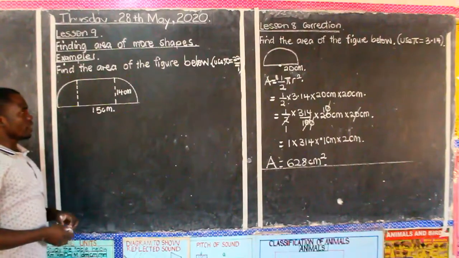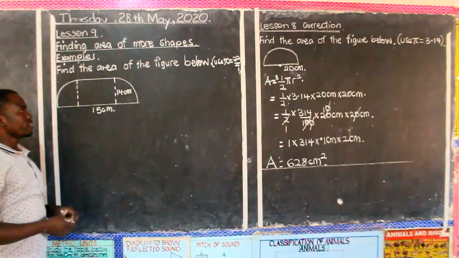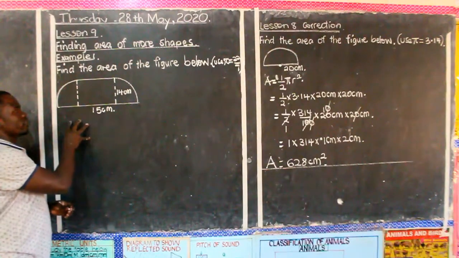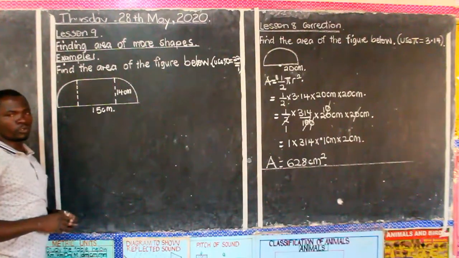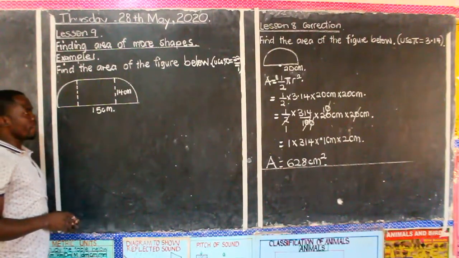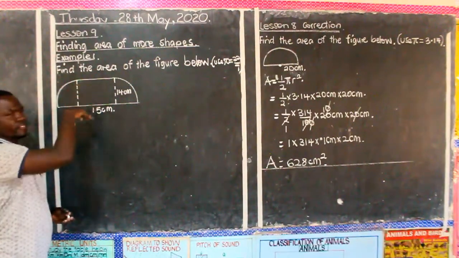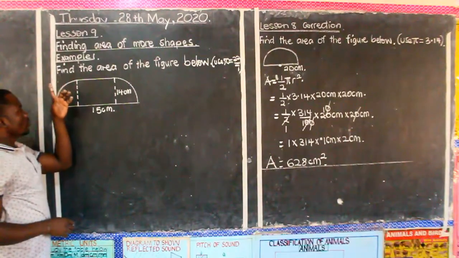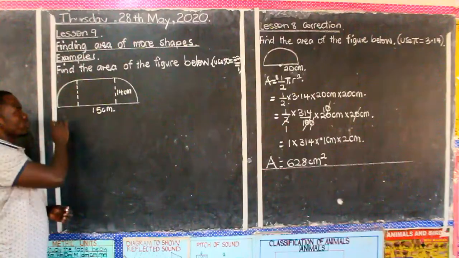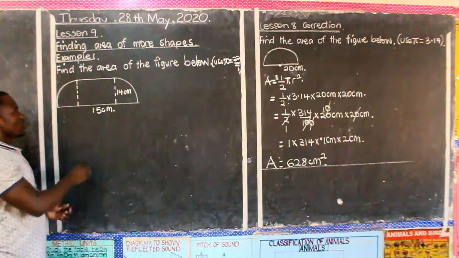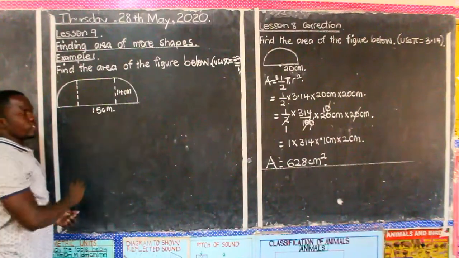If you look at this figure, what do you see? There is no one formula that you can state to help you find the area of this figure, the way you are seeing it. So what do we do? We shall first of all identify the figures which are in it. Here, I'm seeing a quadrant, a rectangle, and a quadrant.